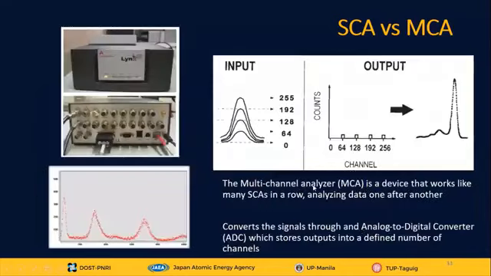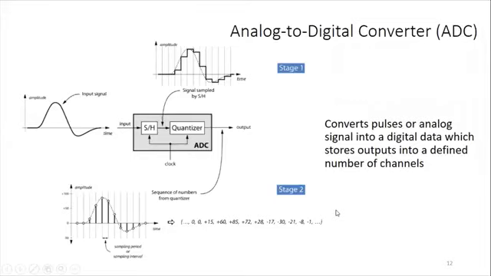Whereas an MCA, or multi-channel analyzer, works like many SCAs in a row, analyzing data one after another. It already converts the signals through the analog to digital converter, which stores outputs into a defined number of channels. So the analog to digital converter converts pulses or analog signals into digital data, which stores outputs into a defined number of channels.